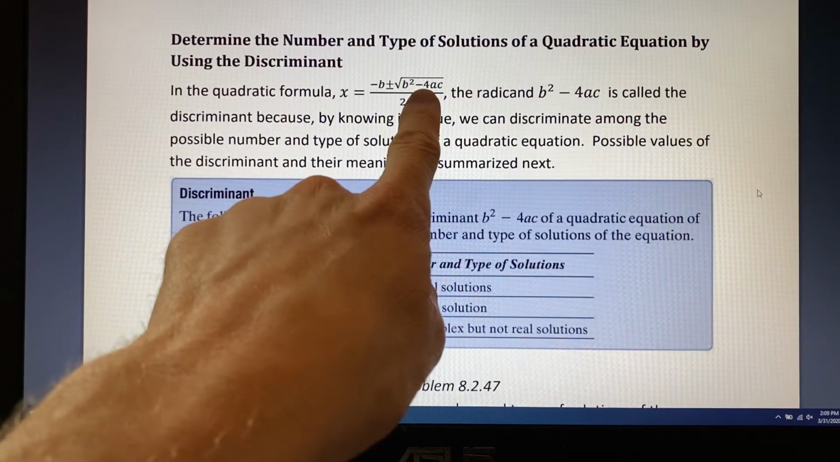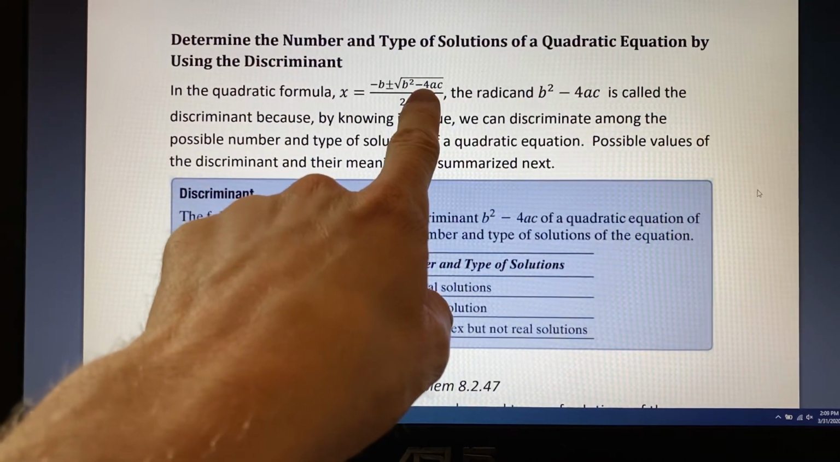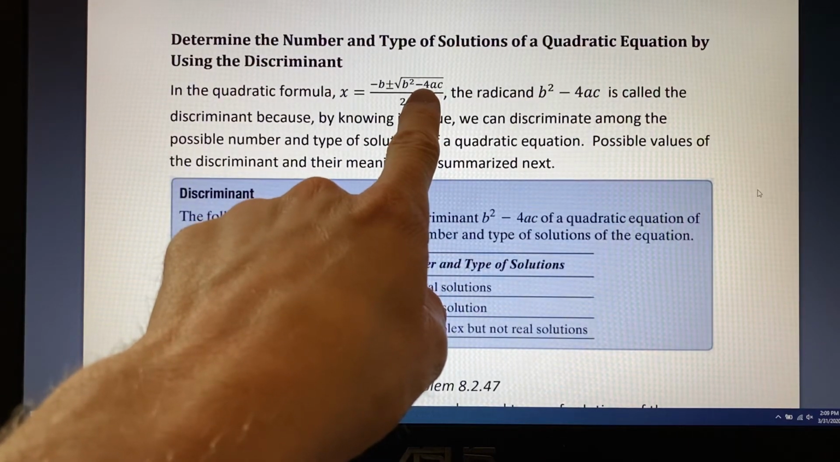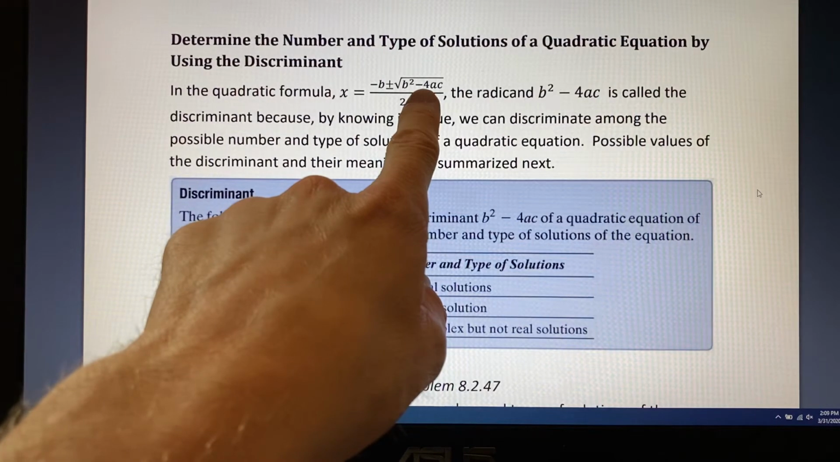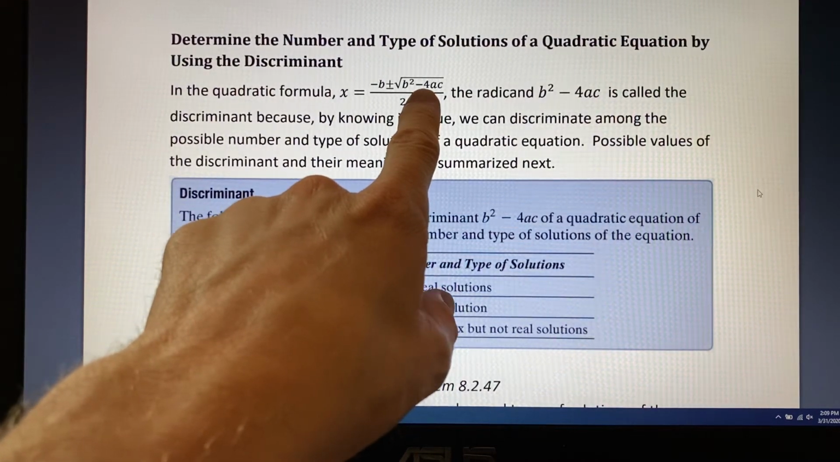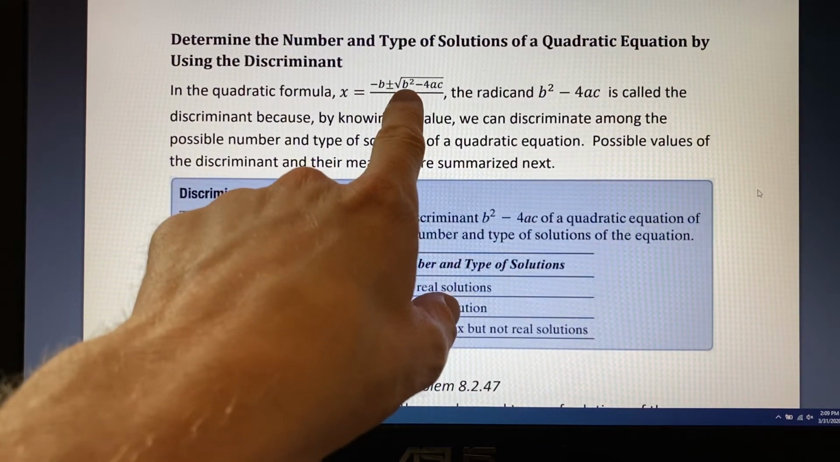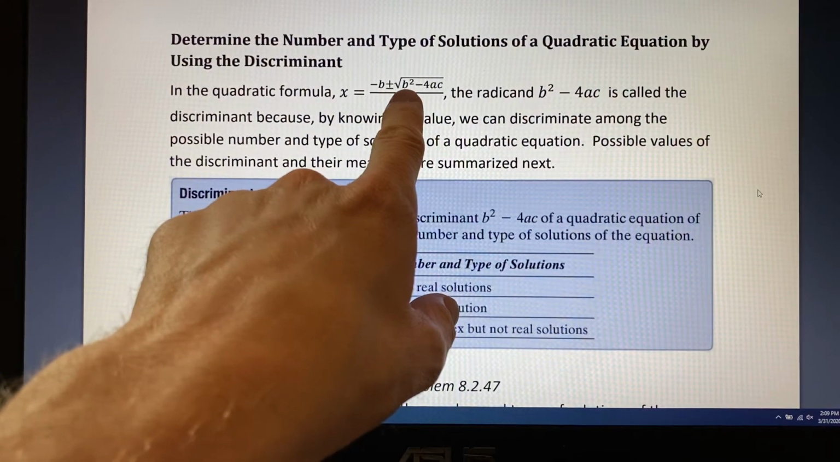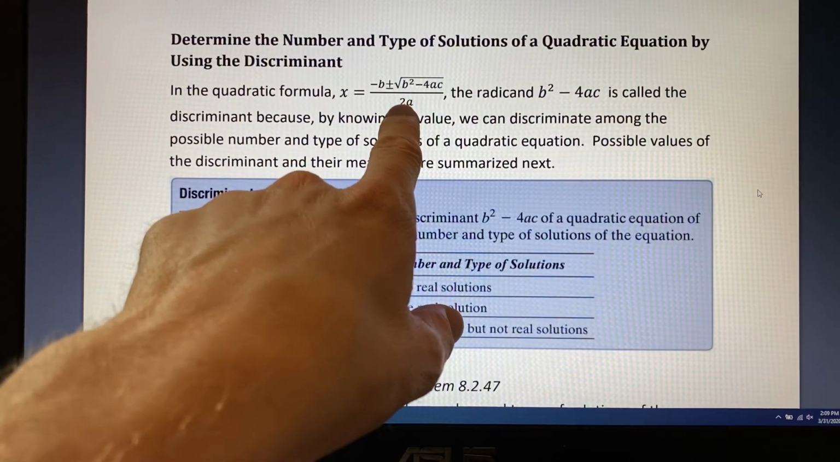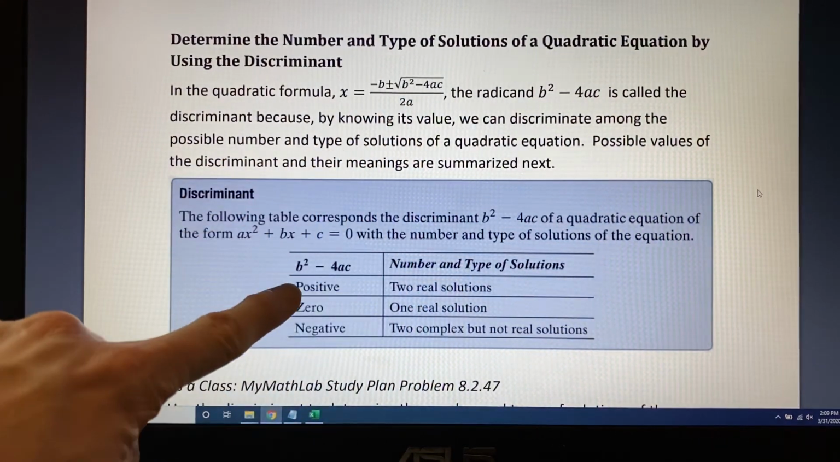The square root of 0 is 0. So the top would say negative b plus or minus 0. Well, adding 0 doesn't change anything, and subtracting 0 doesn't change anything. So that means the top would simply simplify to negative b. And when you divide by 2a, you would get just 1 answer.